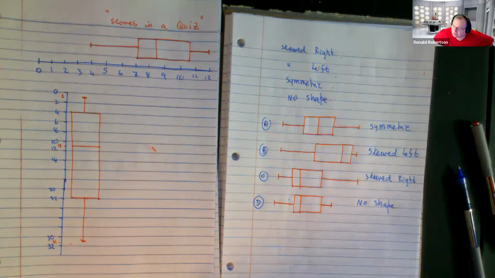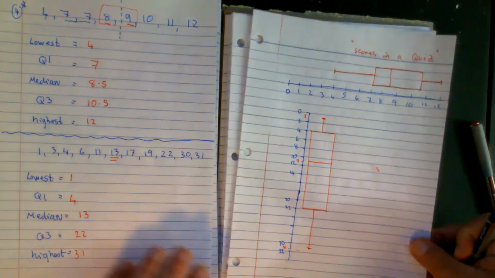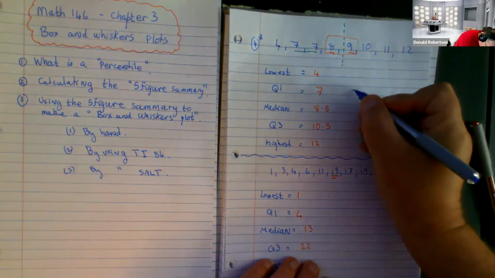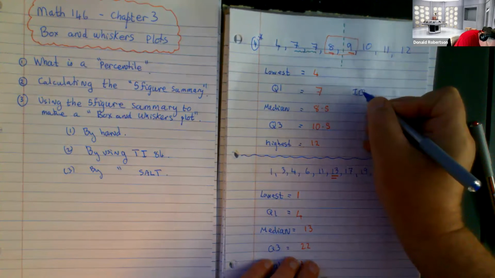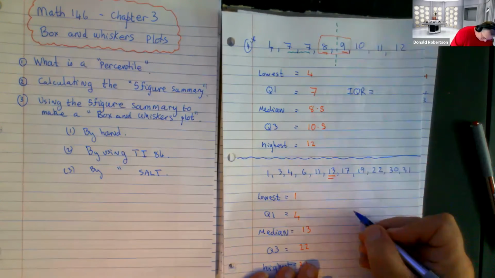Are we good so far? Now, let me return back to our 5-figure summary and tell you that they sometimes ask for something else. They ask for a guy called the interquartile range.